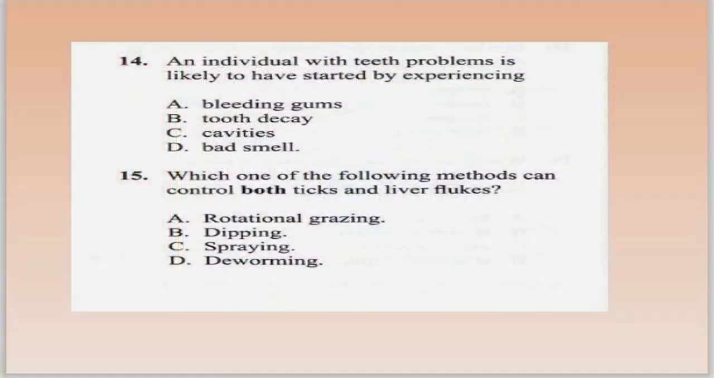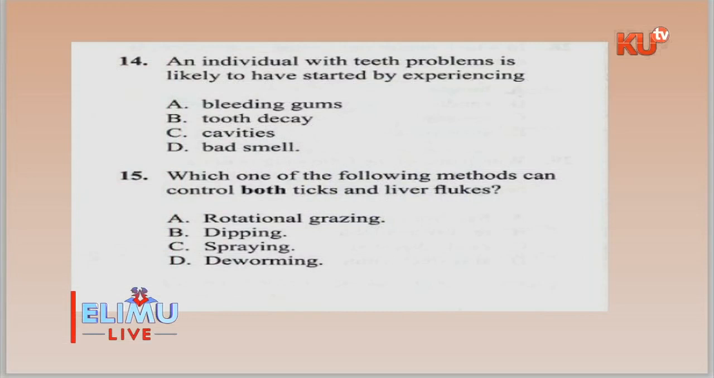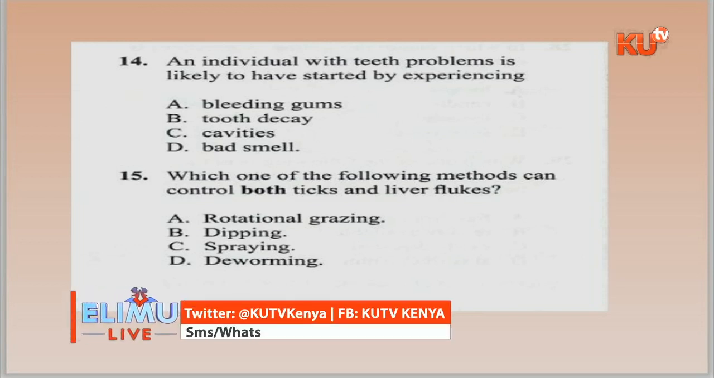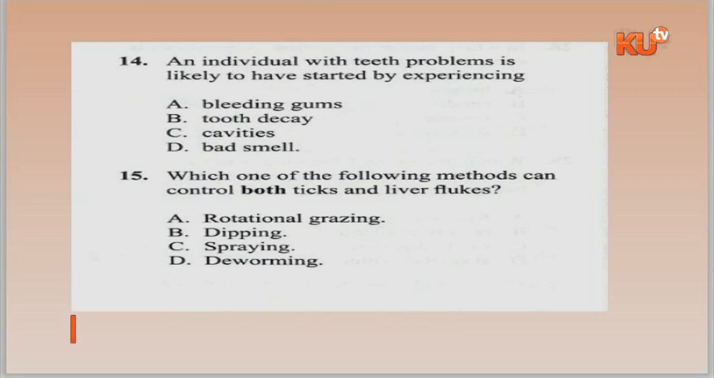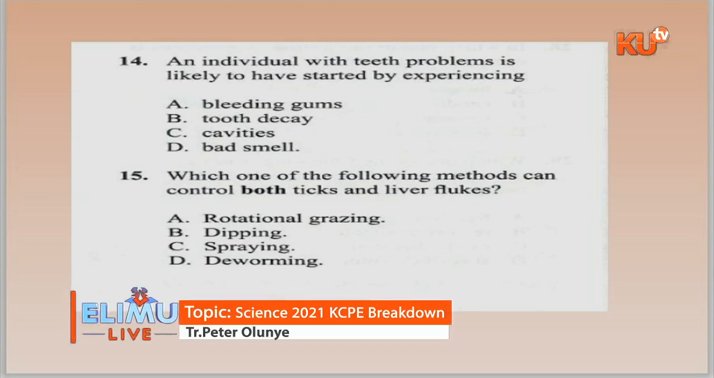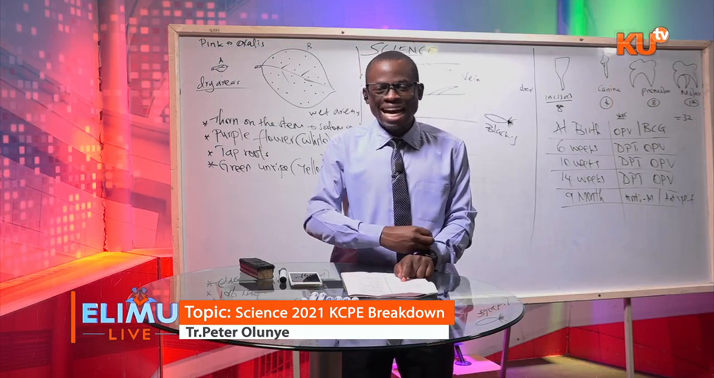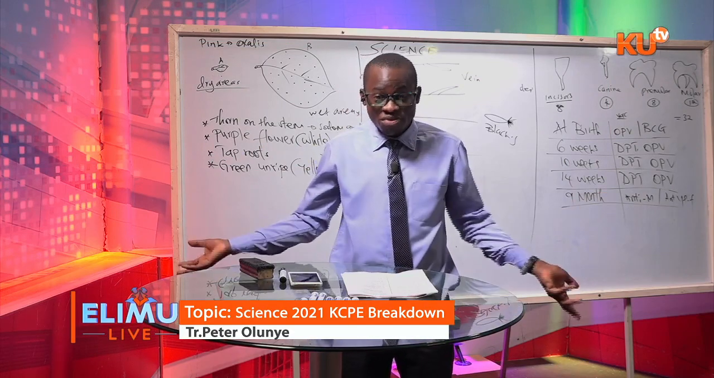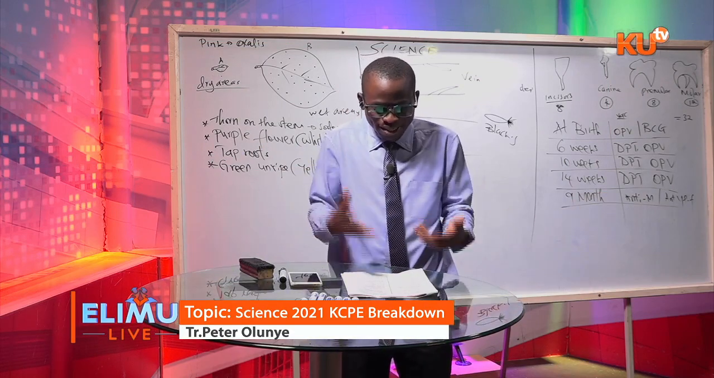Question number 15: which one of the following methods can control both the tick and the liver fluke? A, is it rotational method of grazing? B, dipping? C, spraying? And D, deworming. So here, boys and girls, you are supposed to identify this kind of parasites. Are they internal? Are they external? Are they both? So you need to know which kind of parasites these were.